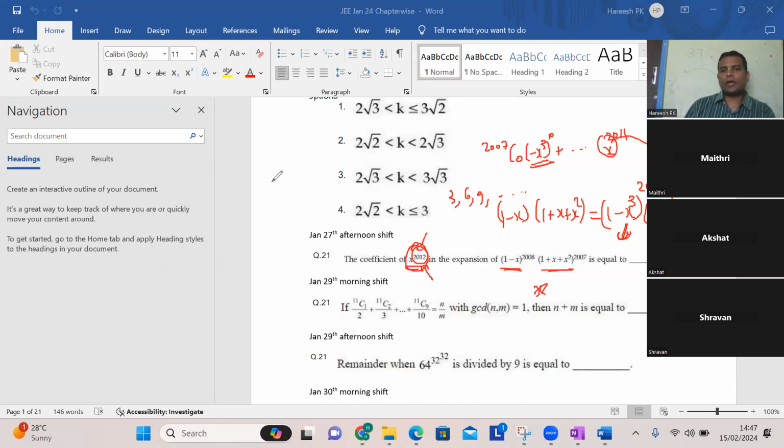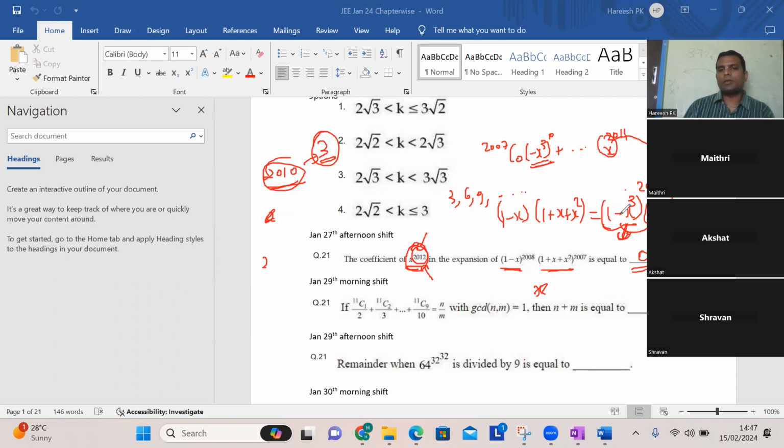See, 2012 is going to give a remainder of 2. So you'll have to look at 2010, which is a multiple of 3. And when you expand this, the answer here is 0 directly. Why? Because 2011, you need to multiply this with 1. So that means here itself you should get 2012.